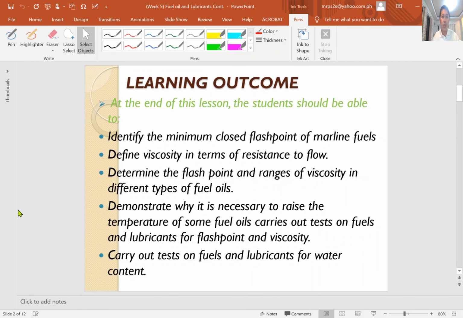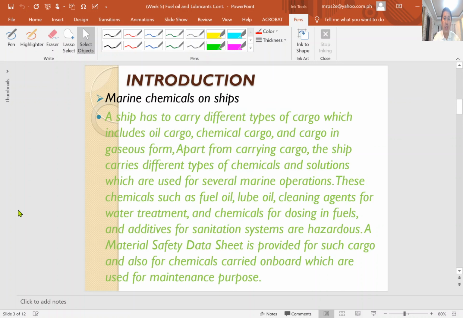Now, these are our learning outcomes. I just read them a while ago. So you have here the introduction: marine chemicals on ships.